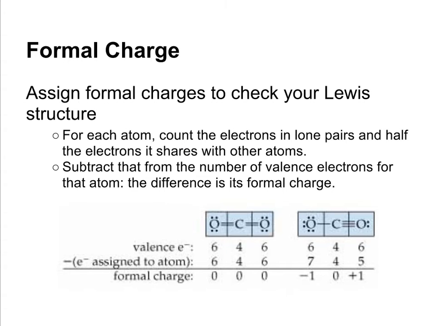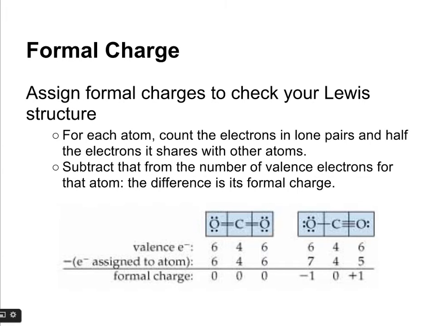To check your Lewis structures, it's a good idea to assign formal charges to each atom in a molecule. To do that, for each atom, count the electrons in lone pairs and half the electrons it shares with other atoms. Subtract that number from the number of valence electrons for that atom, and the difference is its formal charge. So let's look at 2 examples.